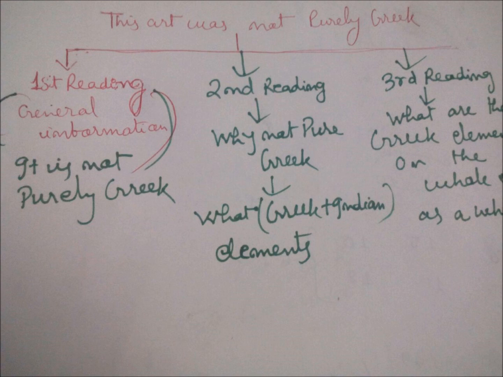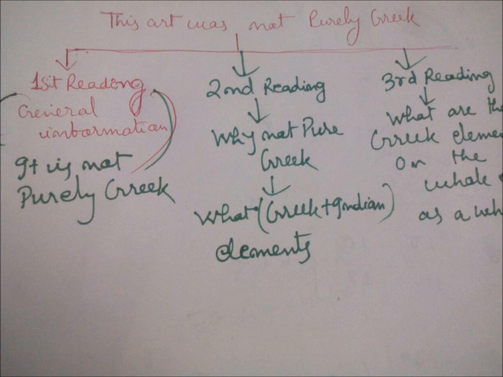Now, in the first stage, what do we have to read? In the first stage, we have to recover only the general information already given. It means we should try to know what Hellenistic art is, and that Hellenistic art was not purely Greek. It is for our information in the first stage, and for prelims that is enough. That means it was an Eastern and Western combination, with Greek elements and Indian elements. That is why it is not purely Greek. This is the first stage reading.